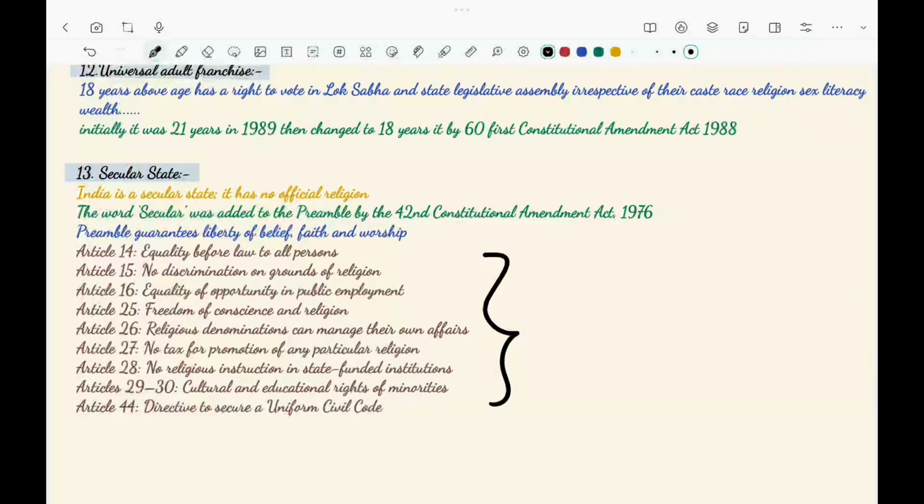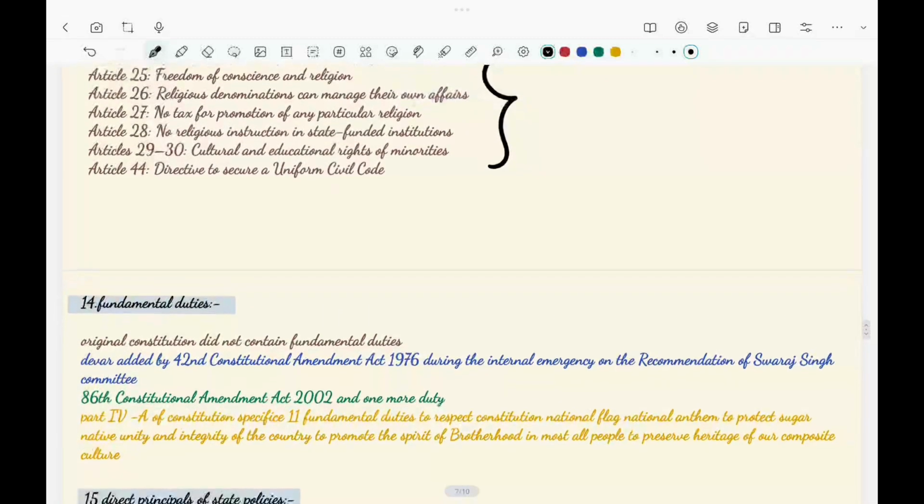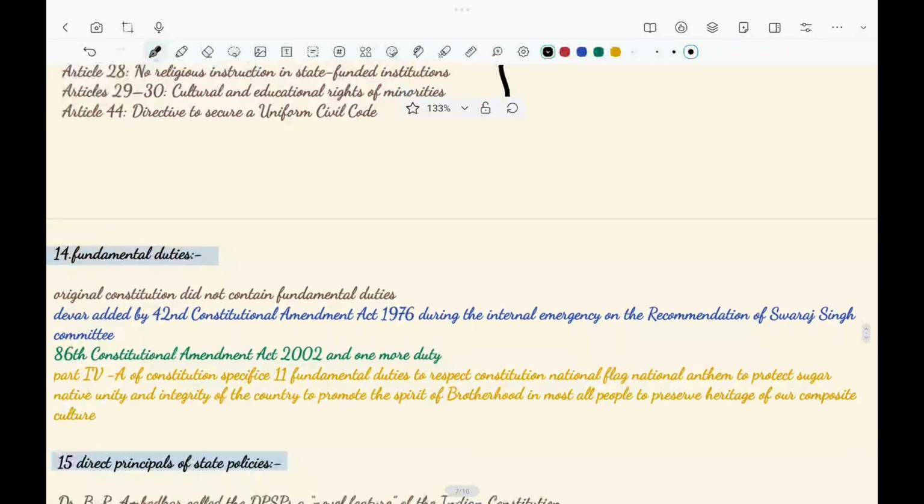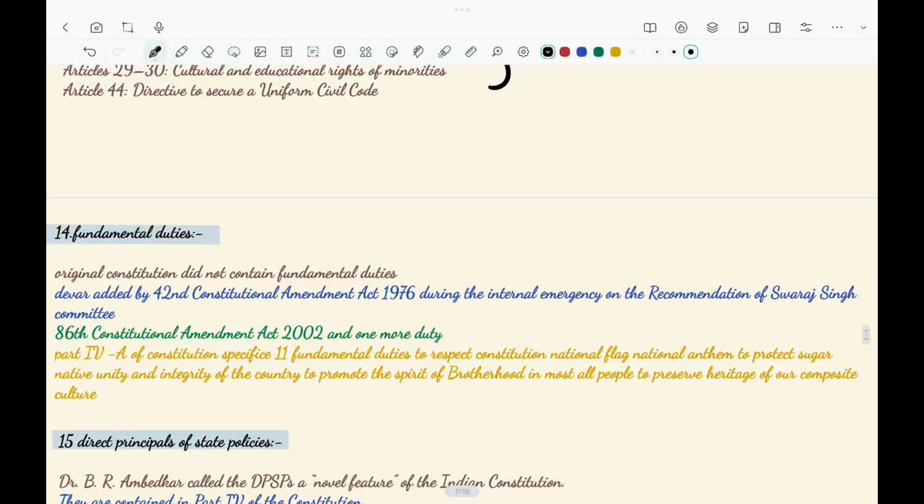And these are the details of every article that was there. And the other thing is the fundamental duties. Fundamental duties were not there initially in the constitution, but then in the 42nd Constitutional Amendment they were added, because of the recommendation of the Swaran Singh Committee. So they made 7 fundamental duties, to respect our national flag, national anthem, and to protect our unity, integrity and the spirit of brotherhood.